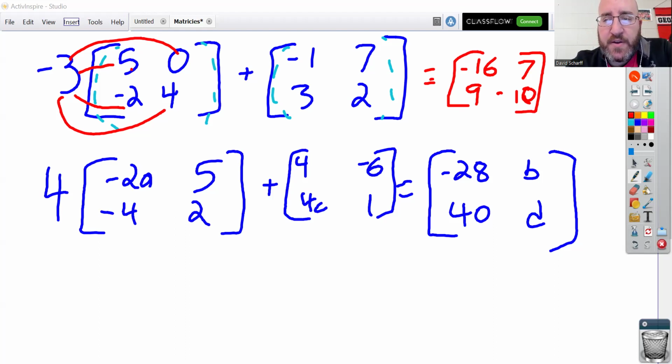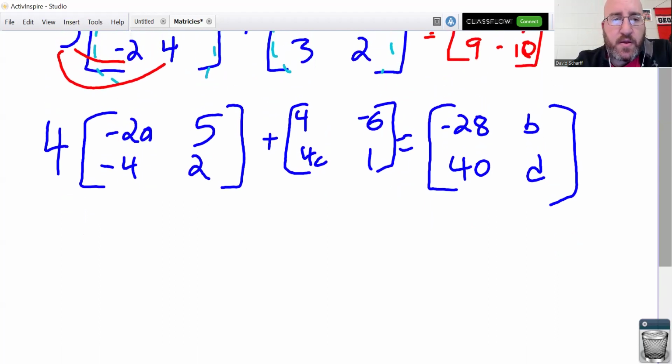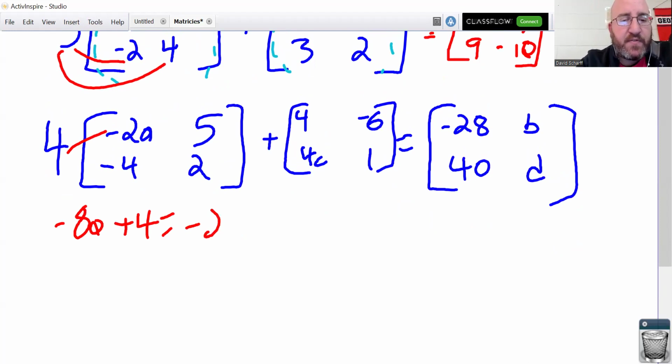Again, really what you're gonna have to do in here is basically the same thing we just did. So 4 times -2 is -8a. And we're still gonna add the plus 4 top left equals top left -28.